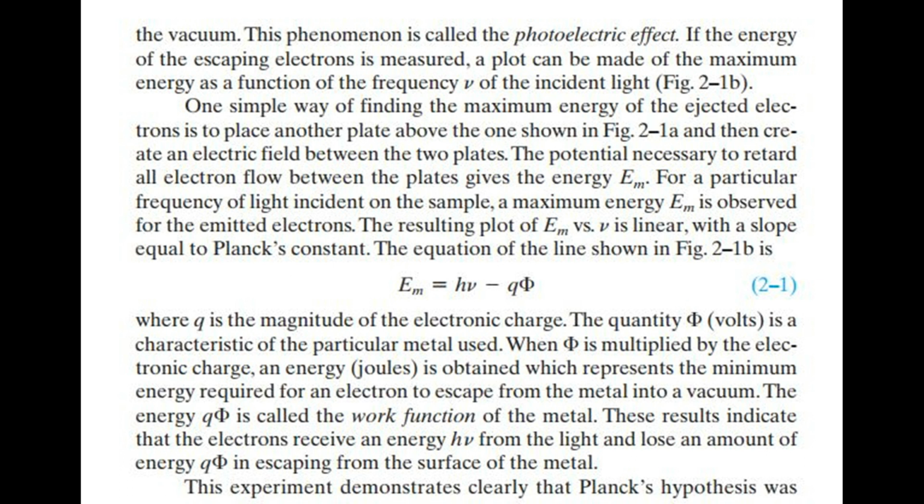The equation of the line shown in Fig. 2.1b is given, where q is the magnitude of the electronic charge. The quantity, in volts, is a characteristic of the particular metal used. When it is multiplied by the electronic charge, an energy, in joules, is obtained which represents the minimum energy required for an electron to escape from the metal into a vacuum. The energy Q is called the work function of the metal. These results indicate that the electrons receive an energy hν from the light and lose an amount of energy Q in escaping from the surface of the metal.